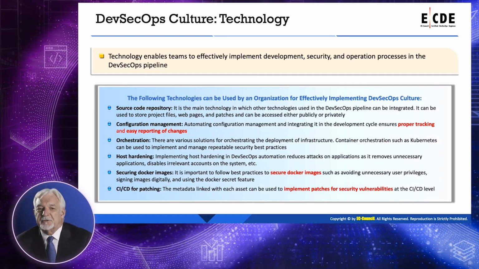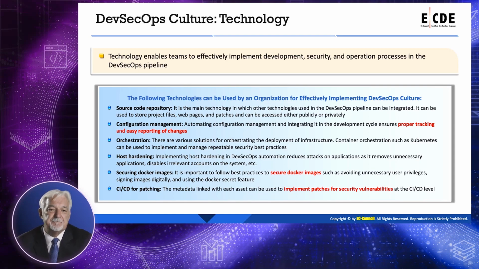The next piece of the culture, technology. Technology enables teams to effectively implement development, security, and operation processes in the DevSecOps pipeline. The following technologies can be used by an organization for effectively implementing the DevSecOps culture. Source code repositories. This is the main technology in which other technologies used in the DevSecOps pipeline can be integrated. It can be used to store project files, web pages, and patches, and can be accessed either publicly or privately. So think of the source code repository or library as the heartbeat of this whole program when it comes down to the technology.